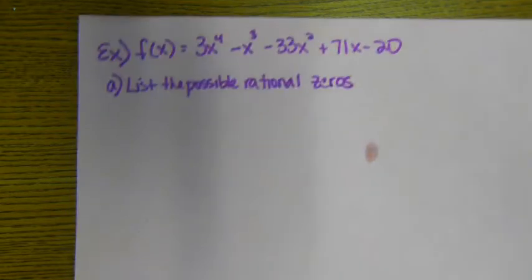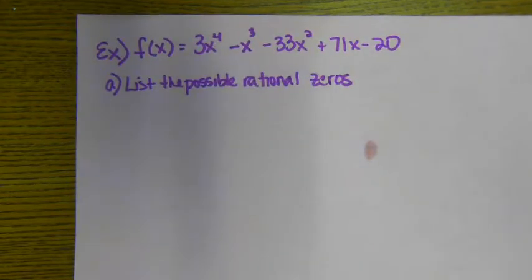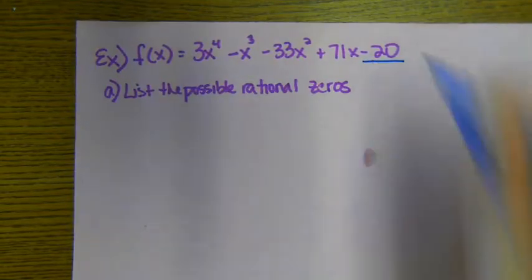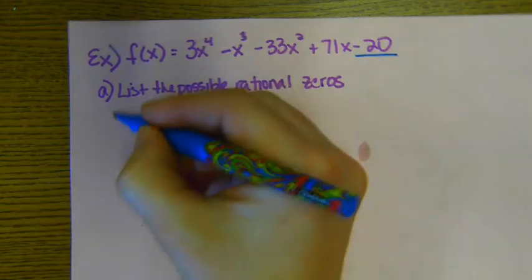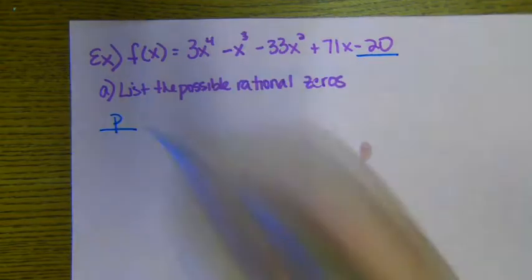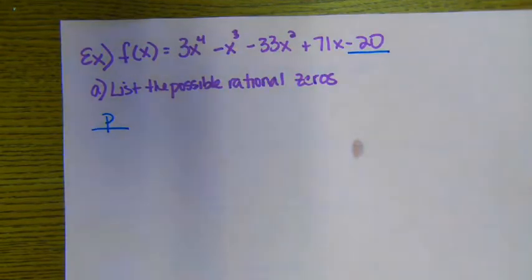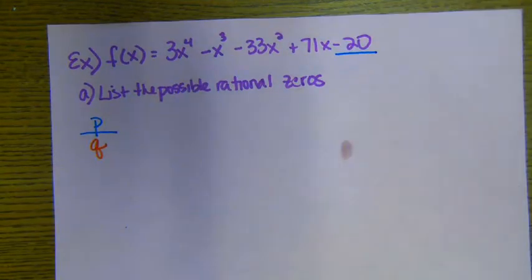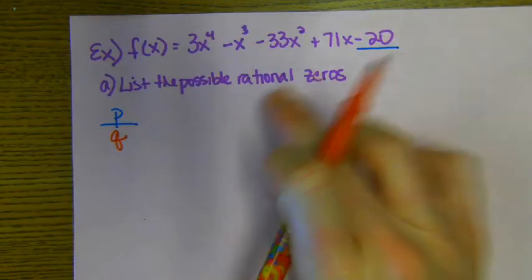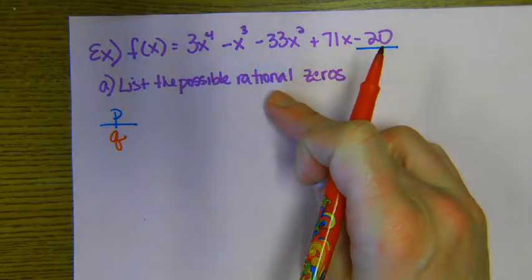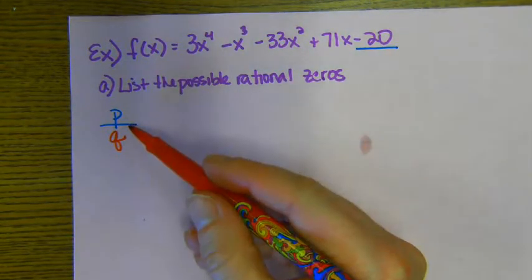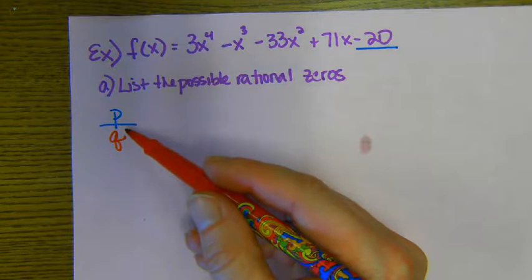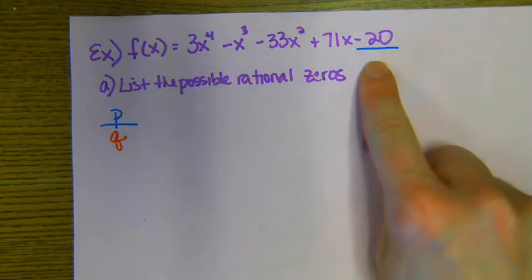Alright, so to do that, we are going to look at our last term, which is negative 20. And we are going to write P over Q. The word rational means it can be written as a fraction, so that's why we do that. P just represents our possible numerators. The possible numerators are all of the factors of negative 20.